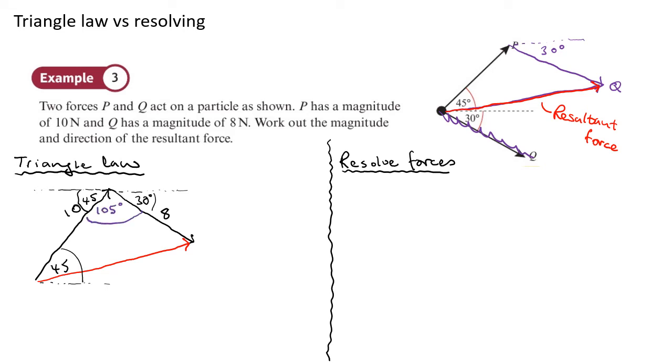So then we can use the cosine rule to find the length of this side. We'll call that side x. So x squared equals 10 squared plus 8 squared minus 2 times 10 times 8 times cosine 105.